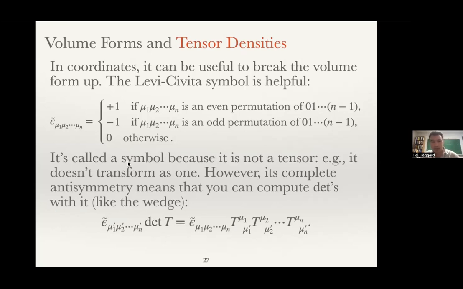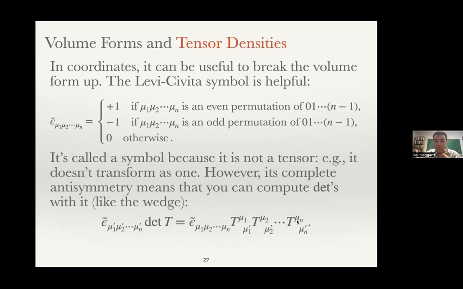However, much like the wedge product, it's completely antisymmetric. If we permute any 2 of these indices, it goes from +1 to -1. And that means it's closely related to a determinant. In fact, it's essentially just the same proof that we looked at a moment ago for the wedge to show that epsilon in a primed coordinate system is the determinant of a linear transformation. That product is the same as epsilon in an unprimed coordinate system times all of the linear transformation matrices.